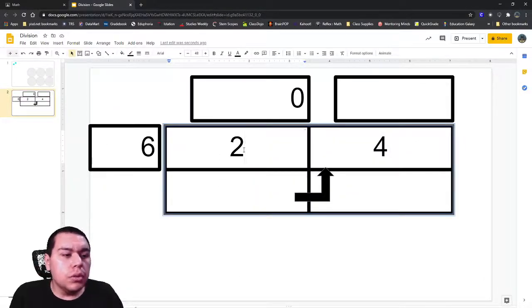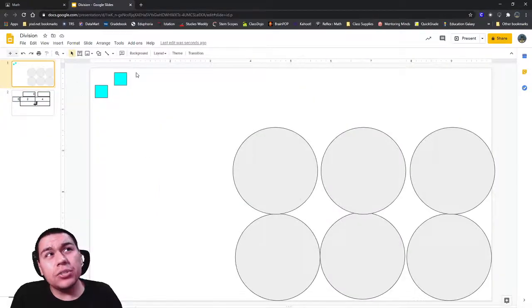What is 2 minus 0? Christopher, what's 2 minus 0? 2. 2, because I still had 2 squares left over, right? 2 that I couldn't put into any group.